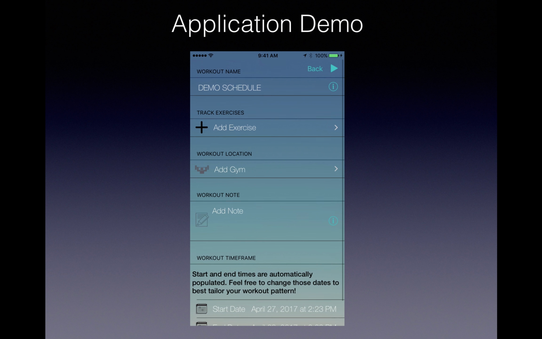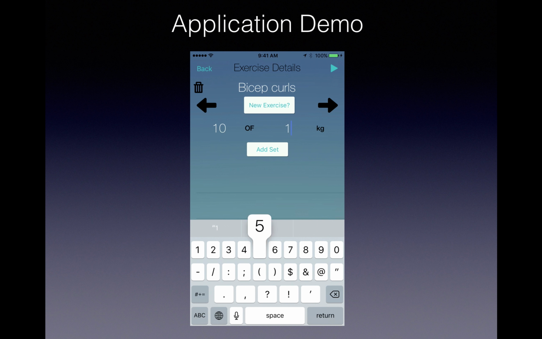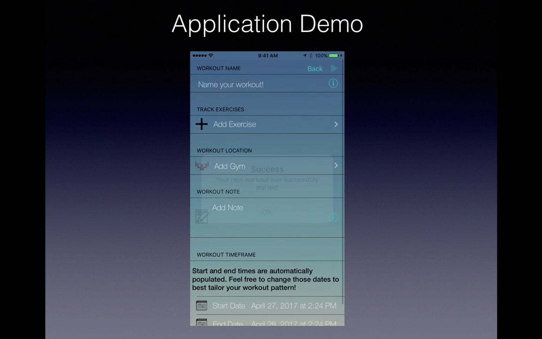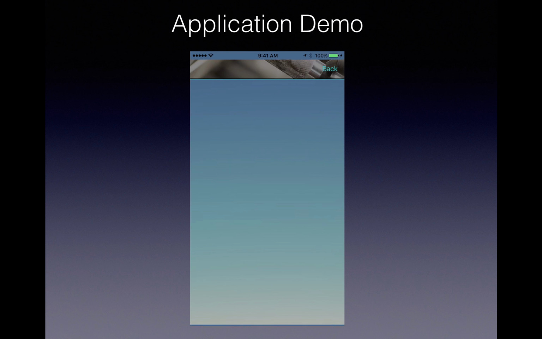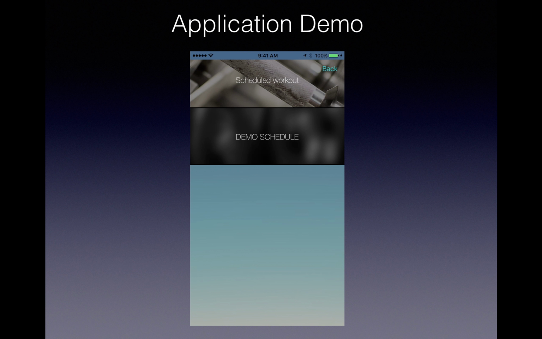Okay, so I'm just going to add an exercise, and it's going to be bicep curls, for example, and number of reps and weight. Add a set for that exercise, and then I'm going to start the current workout. So that'll remove it from the scheduled workouts, and it's going to move it to the current workouts. So see, the demo schedule was moved to the current workouts.